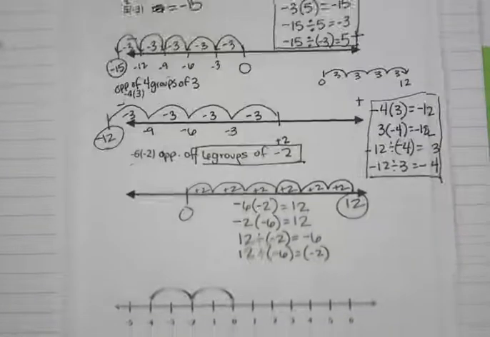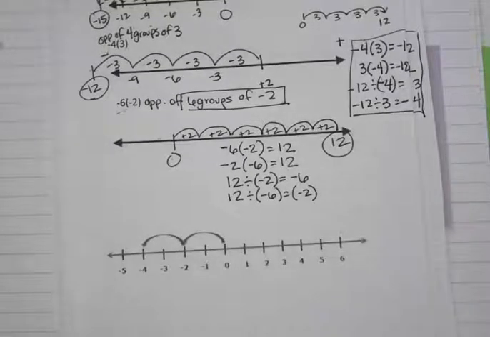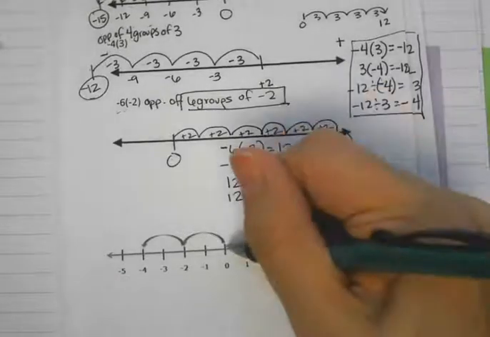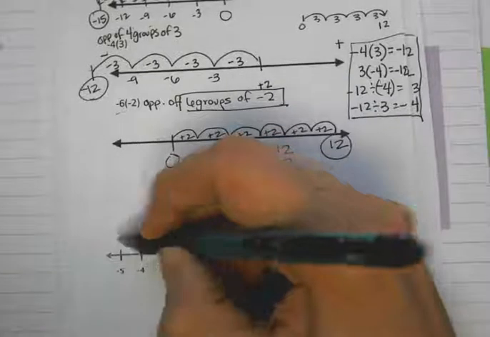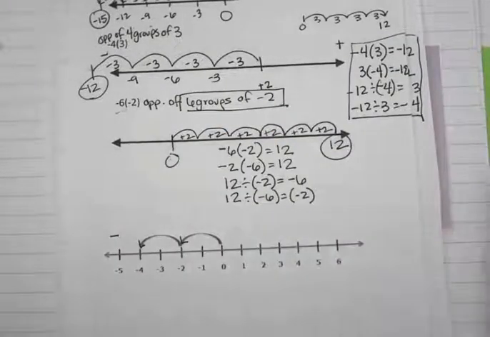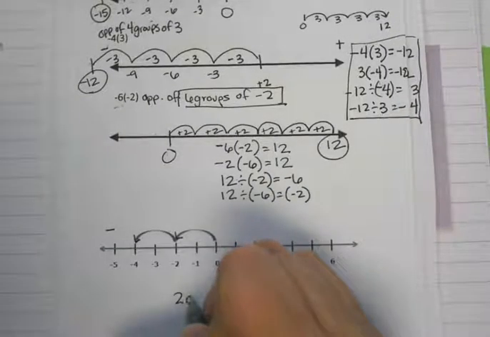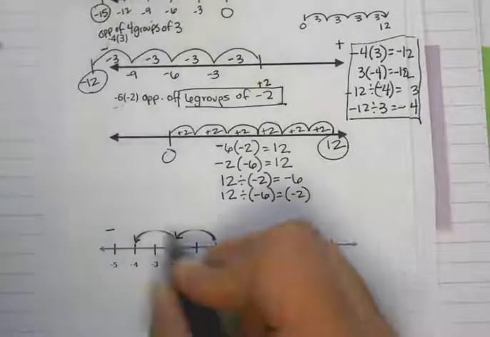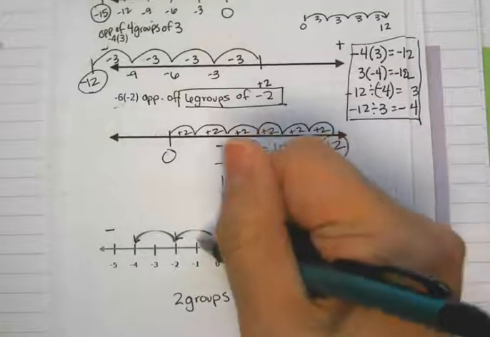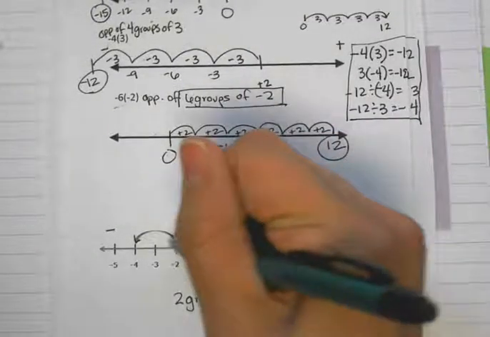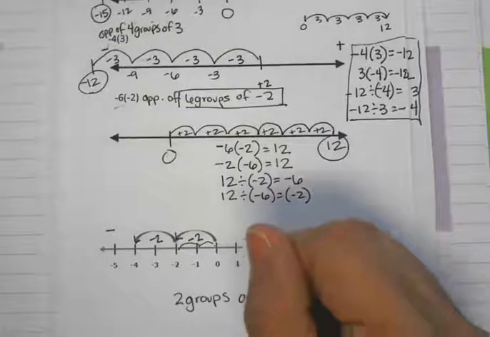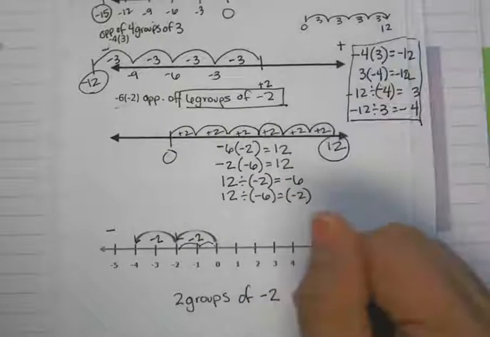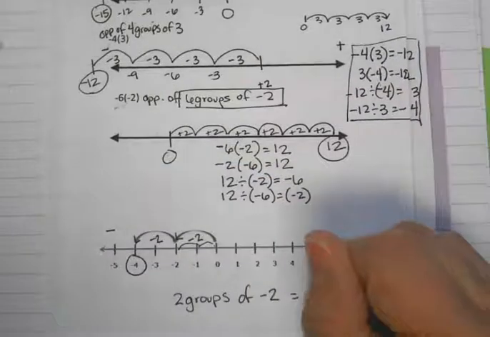The next one, the last one before we move on to your independent practice, this one is a model that's already done for you. And if you notice, it starts at 0. What direction does it move? It looks like my arrows are pointing to the negative direction. So I have 2 groups because I have 2 sets of arrows. And I also have negative 2 inside of each group because I'm moving 1, 2 jumps. 2 groups of negative 2. And then equals negative 4.